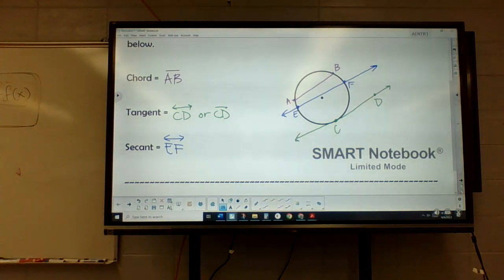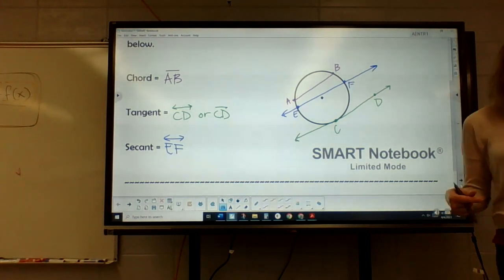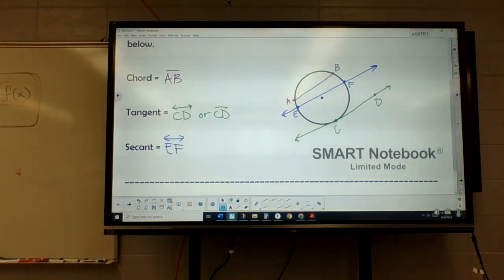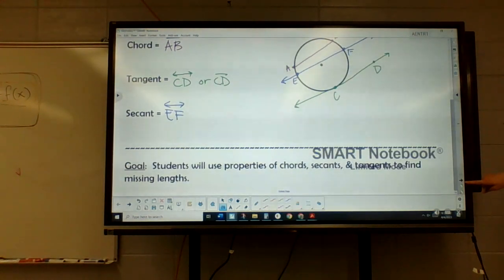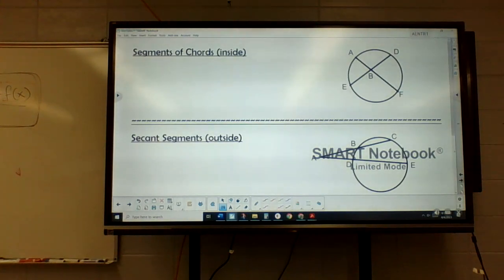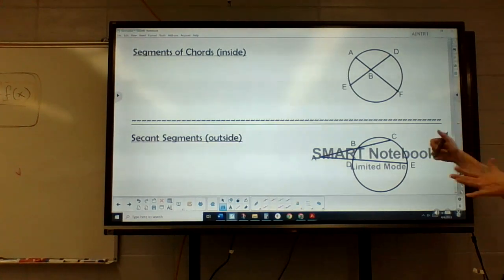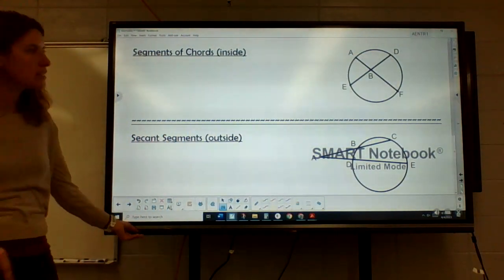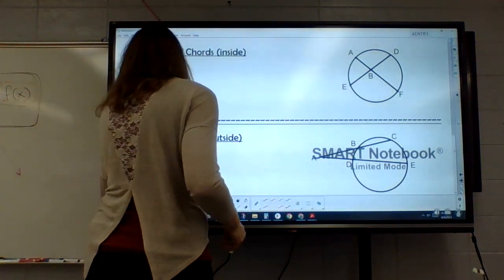The last thing we learned about on our sheets was the angle measures and the arc measures. Today we're actually going to talk about the lengths of these segments inside our circles and outside our circles. When we're talking about segments of chords, we're talking about the length of the chords, and this time it's inside. We have a formula that goes with this shape. Maybe I'll write it off to the side here.